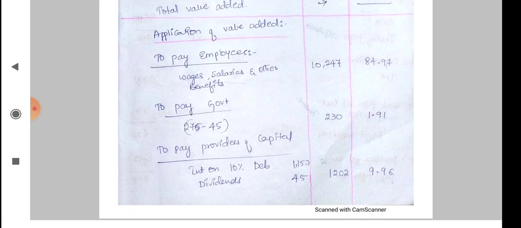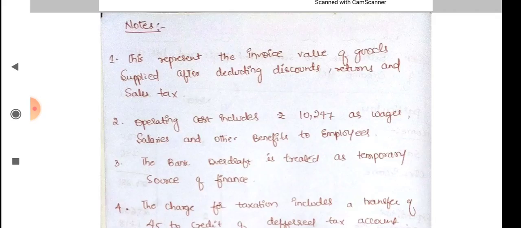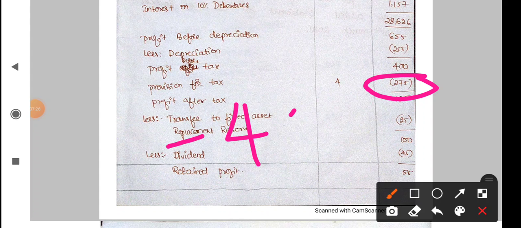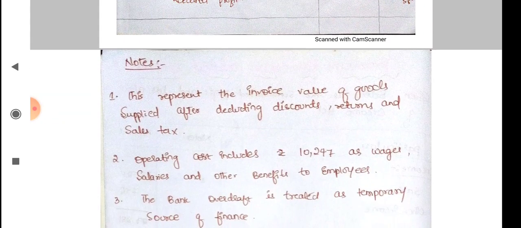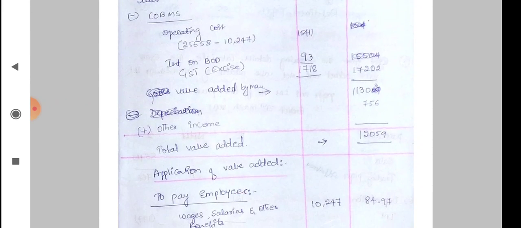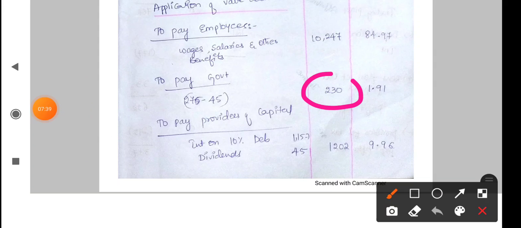Next we have to pay for the government. So to pay the government, there is a provision, provision for tax. Here it is given, that is 275. Here you can see 275 is the provision for tax. In that we have deferred tax, that is 45 given in the adjustment. So when we deduct 45 from the 275, the final amount will be 230. So 230 we have to write here.